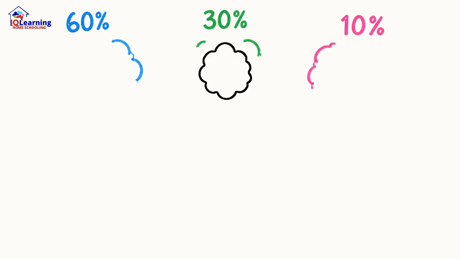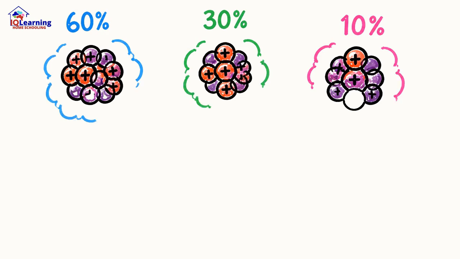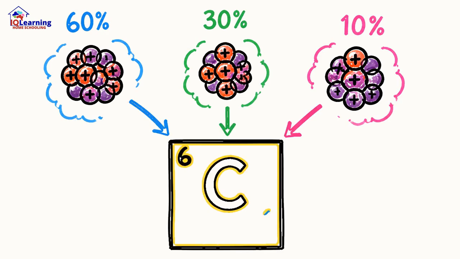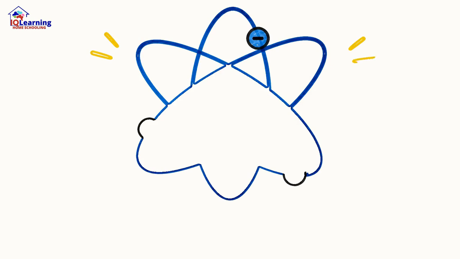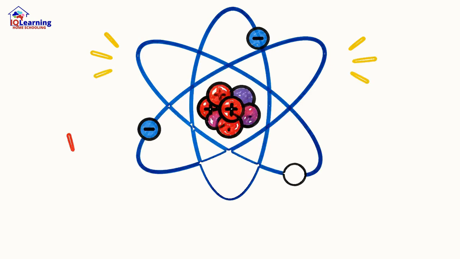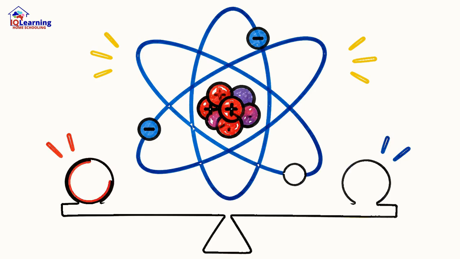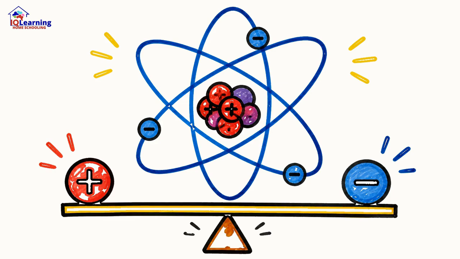This variation is why the atomic mass on a periodic table is a decimal. It's a weighted average of all an element's natural isotopes. And in a stable, neutral state, every atom maintains a perfect balance. The number of positive protons exactly equals the number of negative electrons. It's this simple, elegant balance that keeps our world from flying apart.